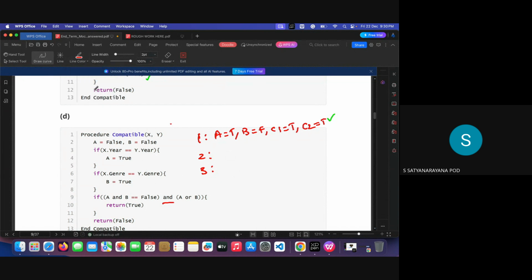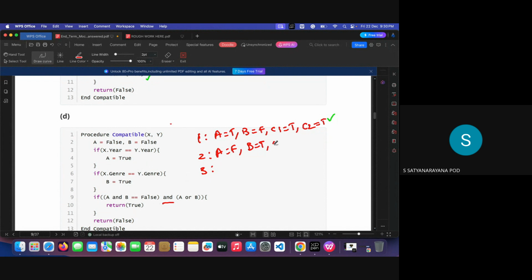Now we are checking the second case. In the second case, A we are taking false, B we are taking true. Now let us see what happens. My condition, is A value true? No. Is B value false? Yes. Clear? False and true, what does it return?